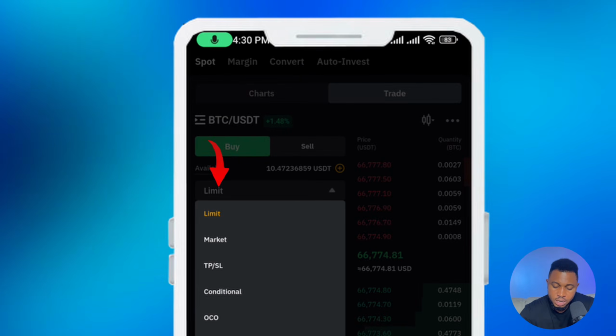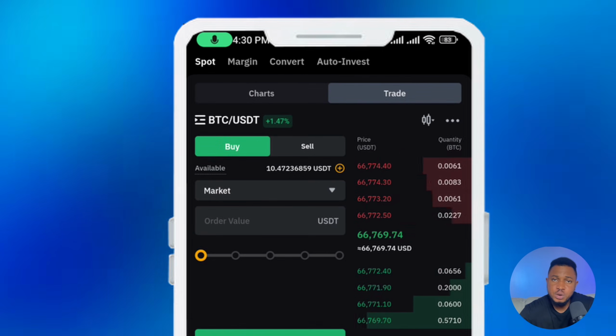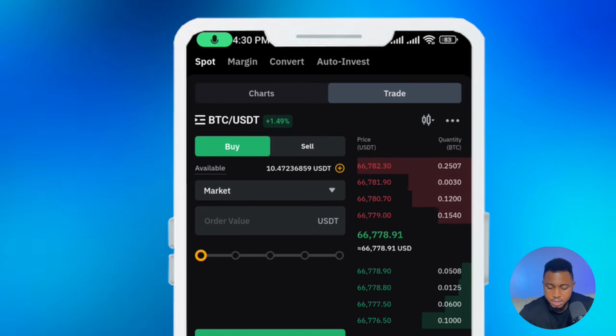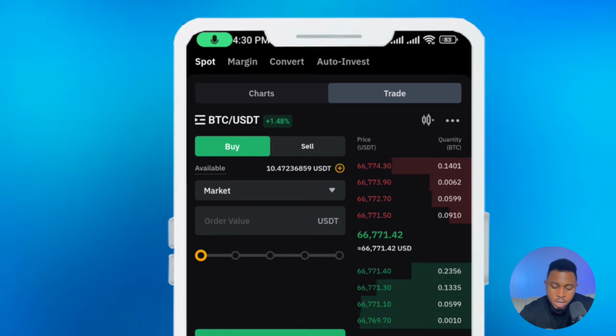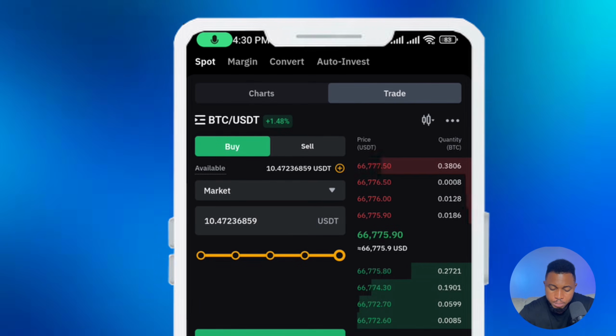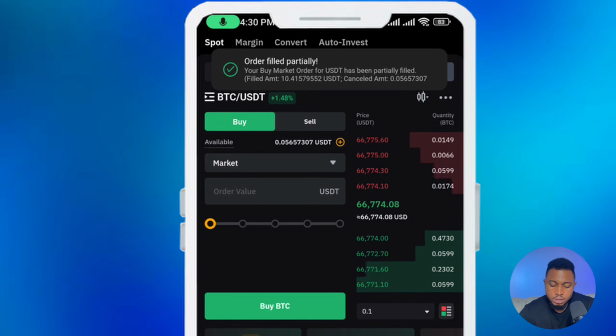I'll click on limit and then I'll select market. Now market simply means you are buying at the current market price of a particular coin. So BTC is currently at $66,778. So if I drag this to 100%, it's going to buy at this current price for me. I'll just go ahead and click on buy, and right now I no longer have USDT.